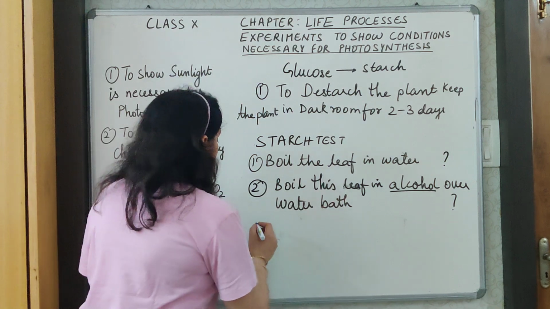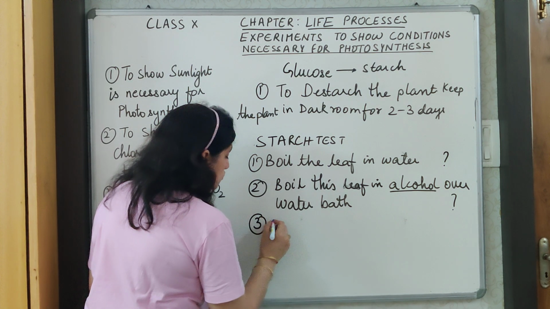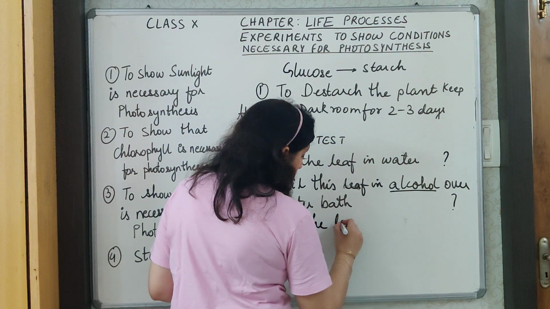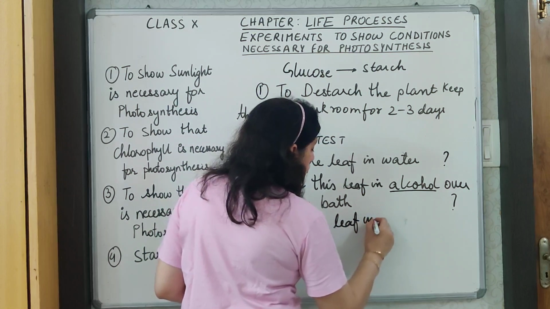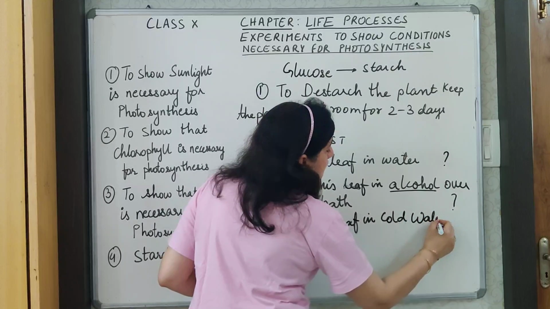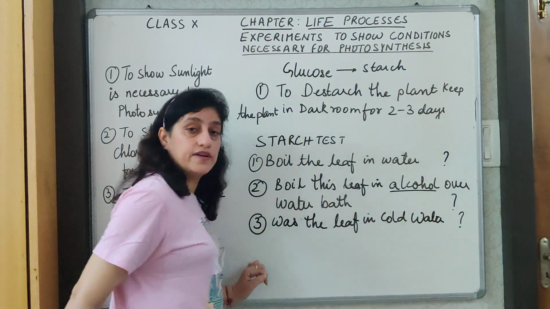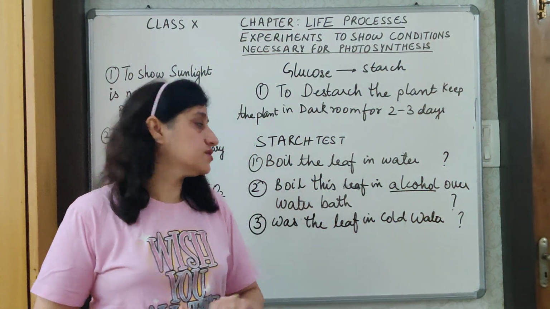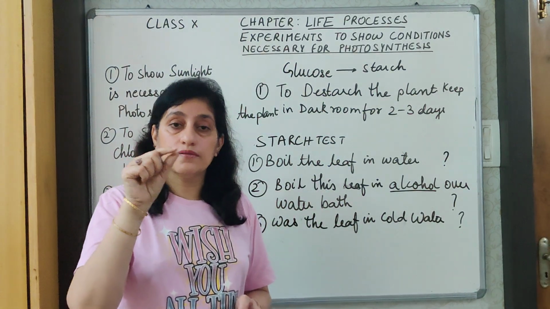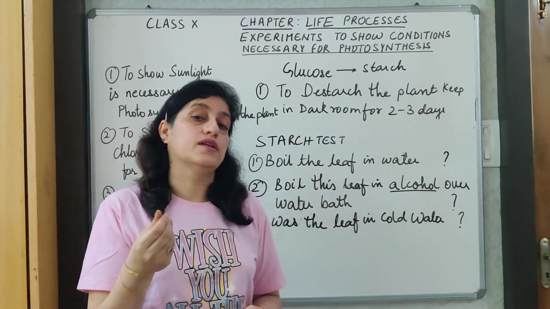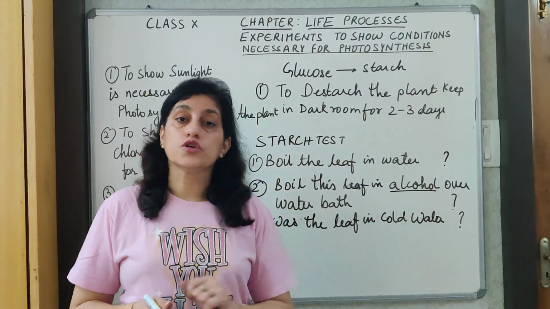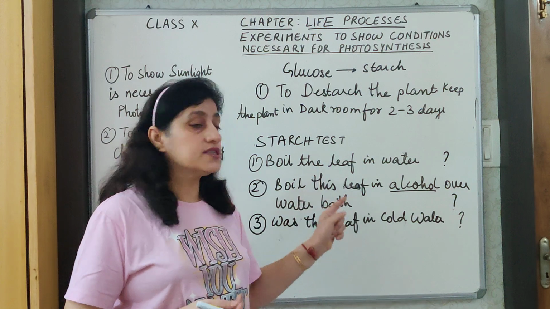The next step of the starch test is to wash the leaf in cold water. Then again, why does the leaf have to be washed in cold water? Because when it is boiled in alcohol, the leaf becomes brittle. It becomes brittle means easily breakable. So to make the leaf soft again, it is washed in cold water. I hope all the reasonings are becoming clear.